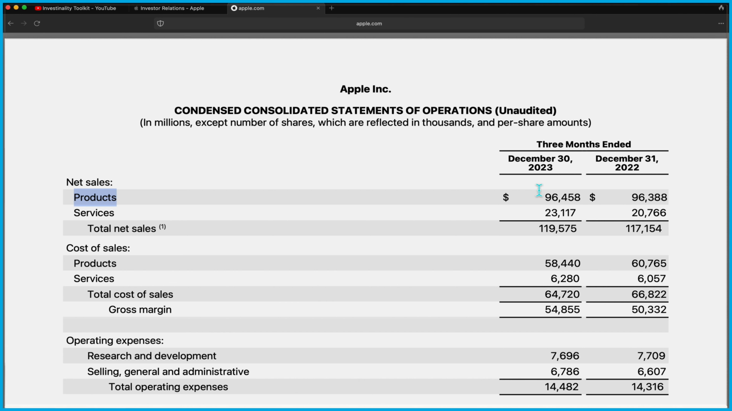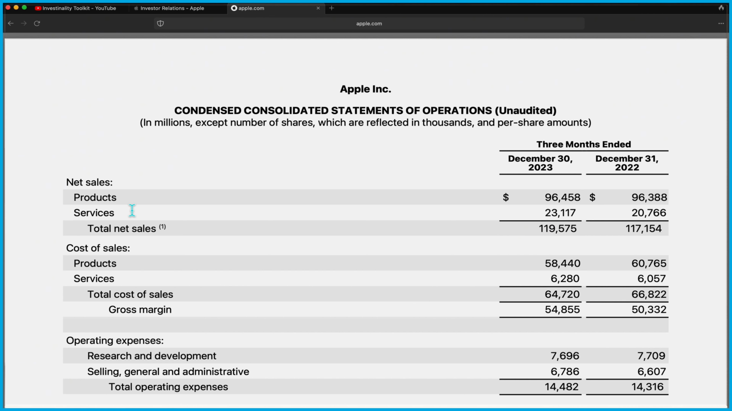Here we have that from its products, Apple made $96,458 million. From its services, it made $23,117 million. And thus, its total net sales, which is composed of products and services, is equivalent to $119,575 million.